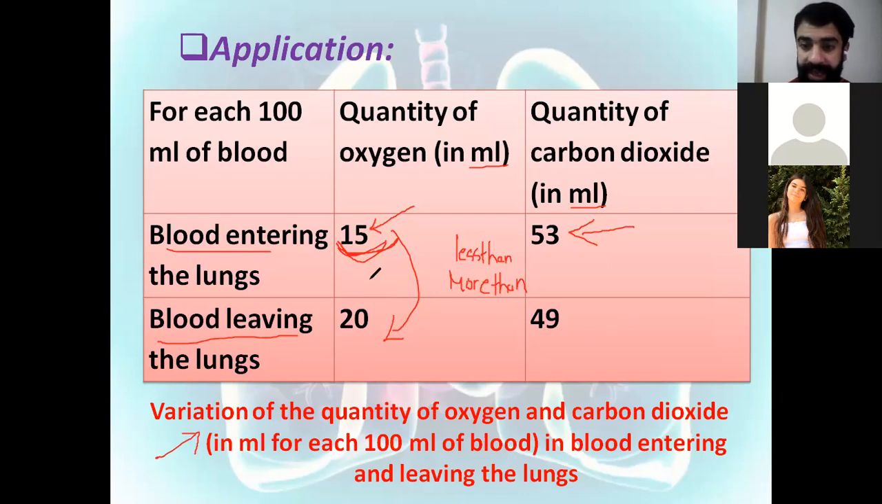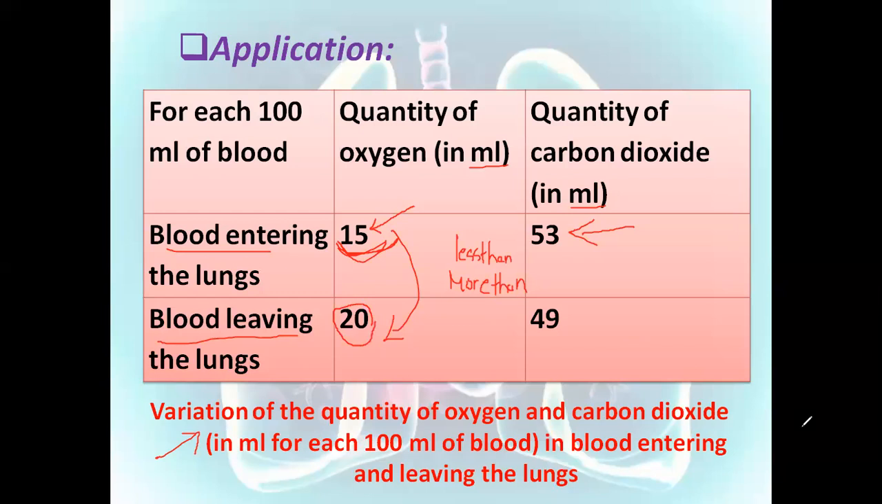So you have to say, thank you, Laris. So the quantity of oxygen in the blood entering the lungs was 15 milliliter, which is less than the quantity of oxygen in the blood leaving the lungs, which is 20 milliliter. So this is the comparison. Okay, now let's move to carbon dioxide.